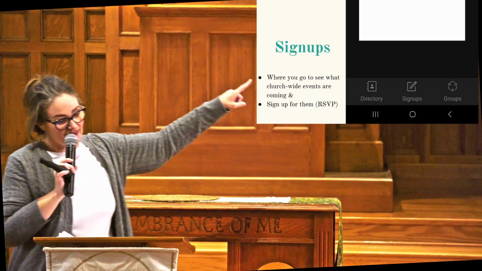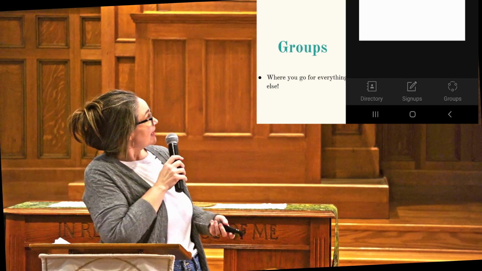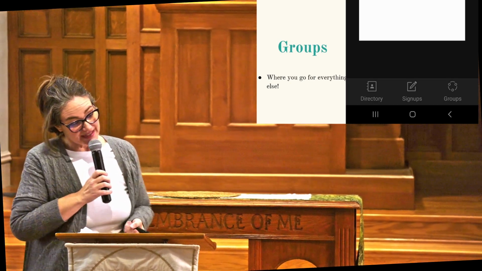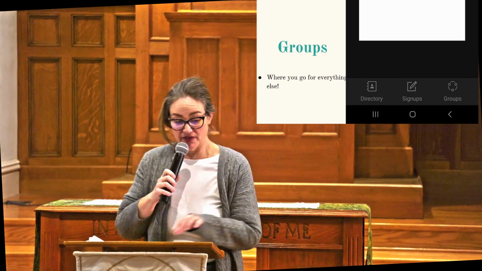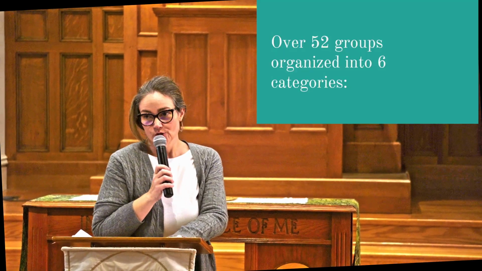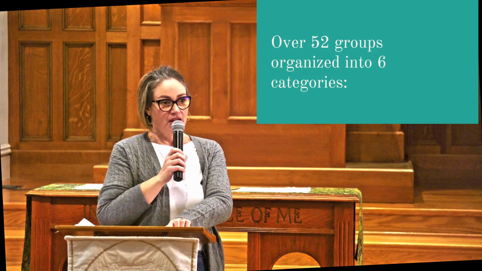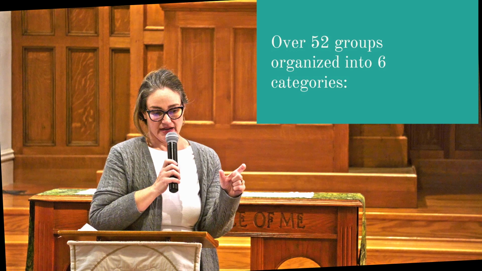Okay. The next icon, that little circle, says groups. Next slide. Groups is where you go for everything else. Okay, this has been the hardest part of learning the app for me. Believe it or not, there are 52 groups in our church. 52. And so we have organized them into 6 categories, so it's much easier to understand.